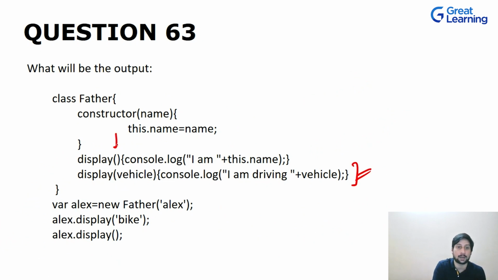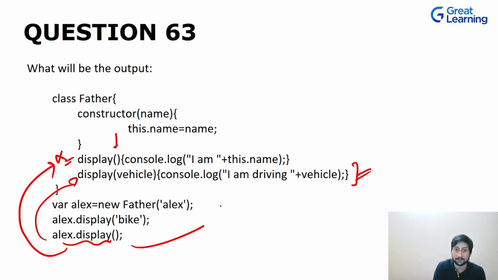Even if you have a display function without arguments, don't think that this second function call will call this. No, it will always call this. Even if you have 2 arguments, or 3 arguments, let's suppose you have one more function over here with 2 arguments, A and B, printing console log hi, and then you have alex.display and you are passing in 2 arguments, A and B.